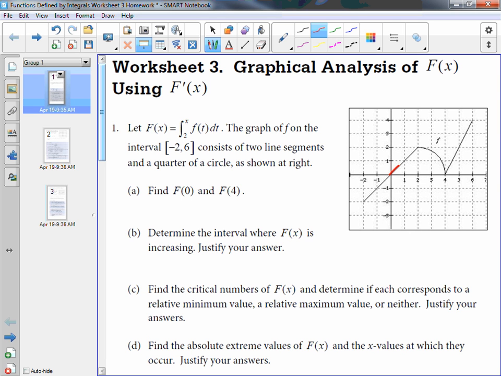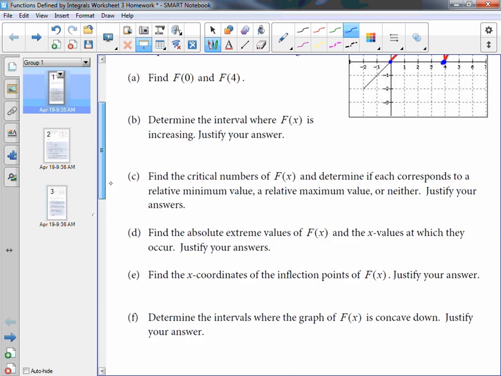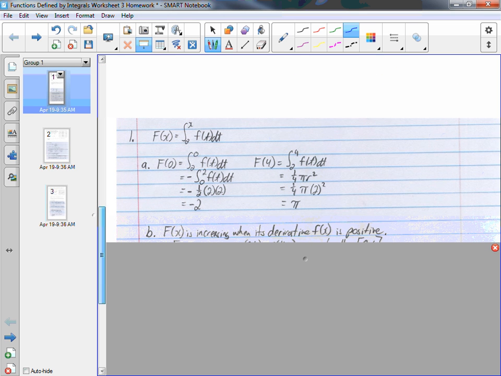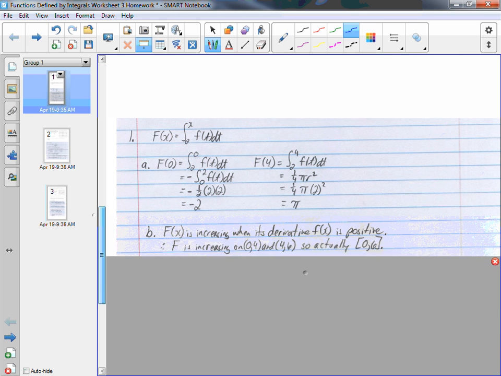Right? It's positive here, right? It's still positive, but I kind of blew by something here. What's the derivative at 0? 0. Is 0 positive? Nope. What's the derivative at 4? 0. Is 0 positive? No. All right, so the derivative is positive between 0 and 4, and then from 4 to 6, which means capital F is increasing on the interval from 0 to 4 and 4 to 6.